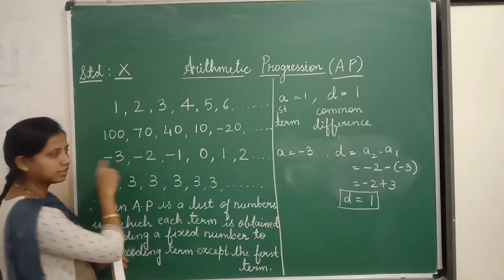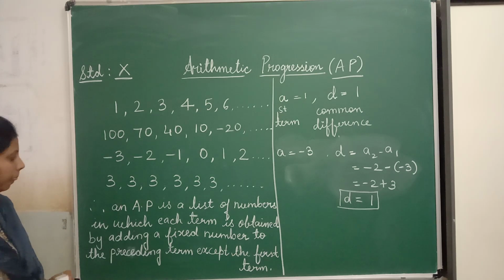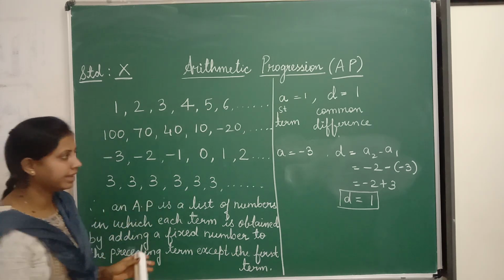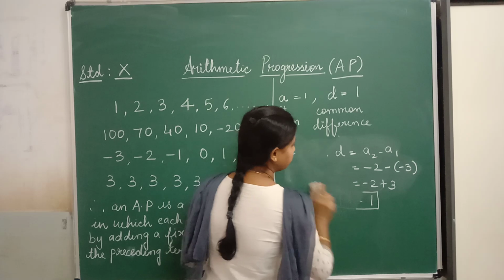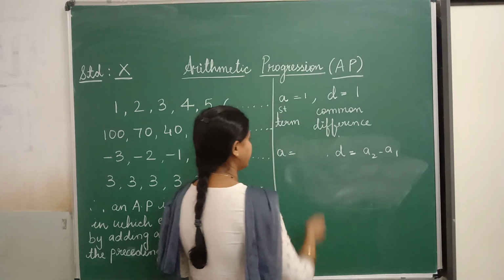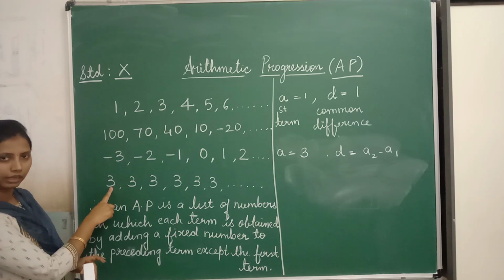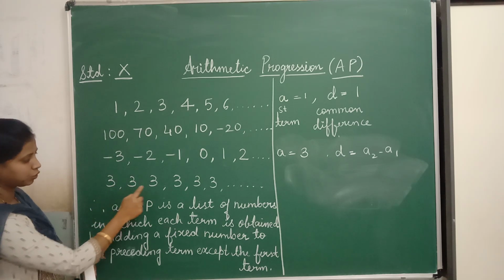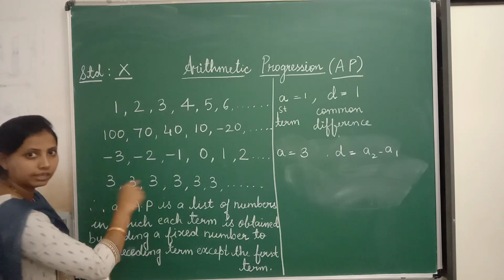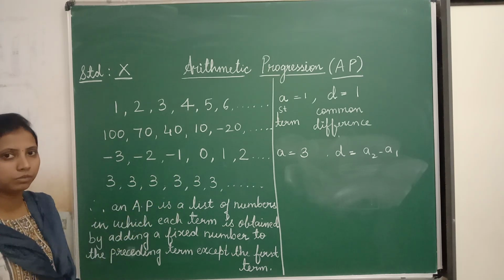The first term is minus 3. Yes, in the next one, the first term is 3. Yes, the first term you can see is 3. The next one, A1, A2, A3, A4, A5, A6. These represent the number of terms in an AP.